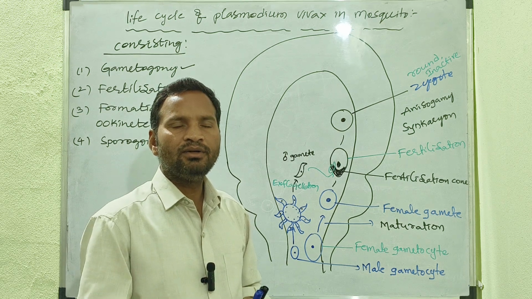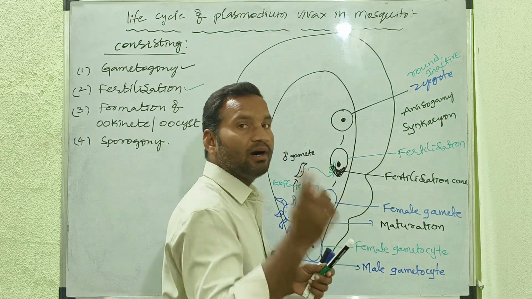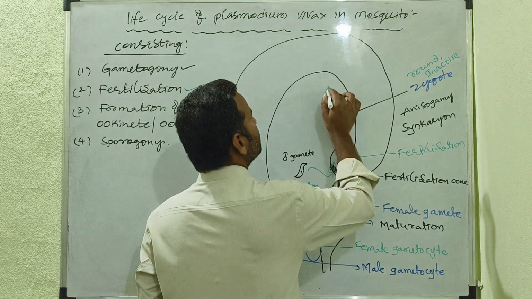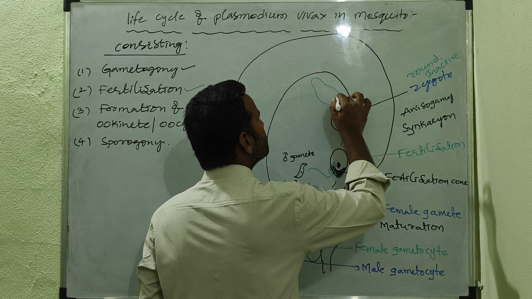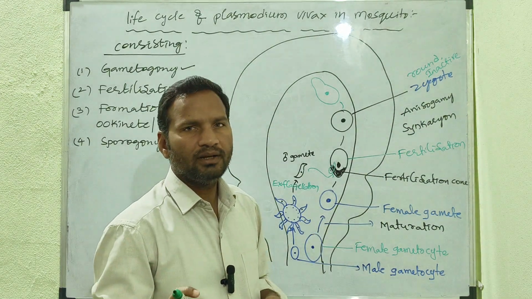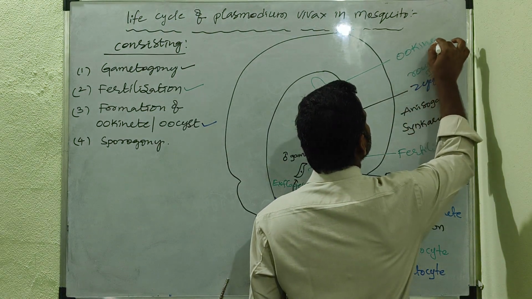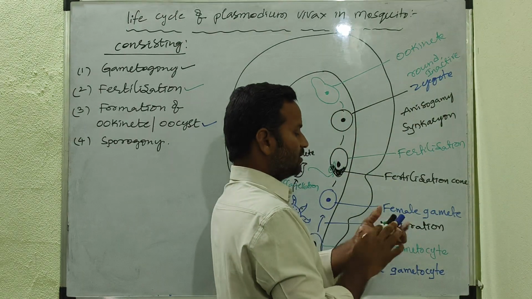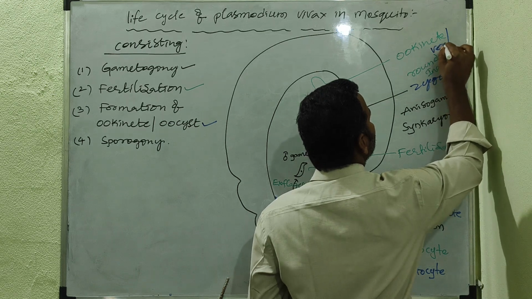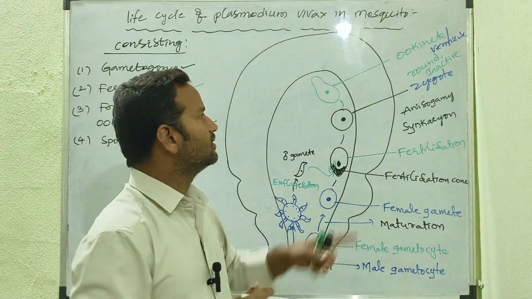So this is called what? Ookinete. Got it? What I'm saying here, this is the zygote. After some time, the zygote is transformed into a long, slender and motile form. The stage is called the ookinete stage. Also otherwise called vermicule.